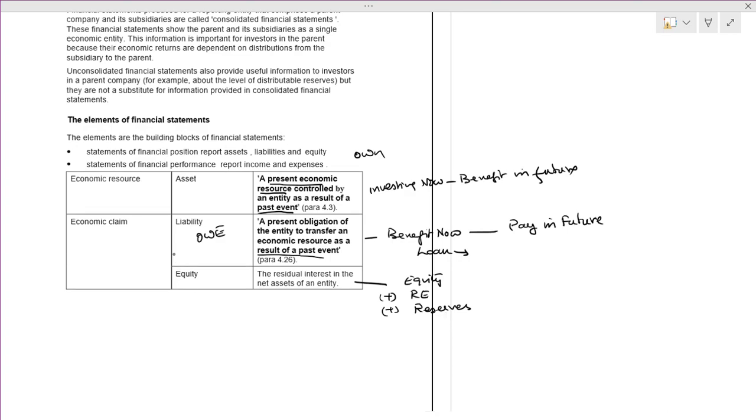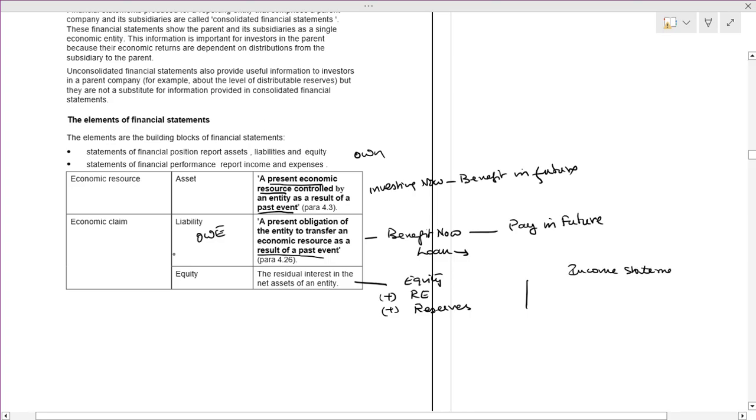When you are preparing an income statement, the last thing in the income statement is, after paying the dividends, the retained earnings. These retained earnings we are going to add up to the equity. That is the reason we say that it is the residual interest.